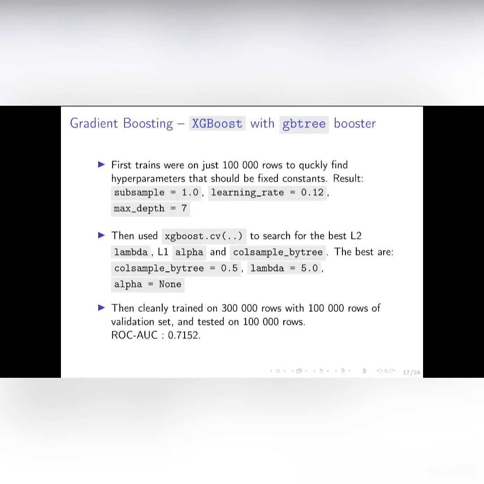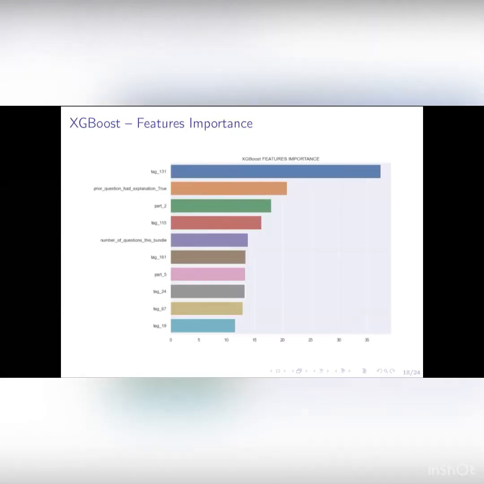Finally, we did a clean train on a larger dataset, and the final result of area under the ROC curve is 0.71. We can see that the most important features for XGBoost are related to question categories, but we also see that previous explanation and number of previous questions are also important.